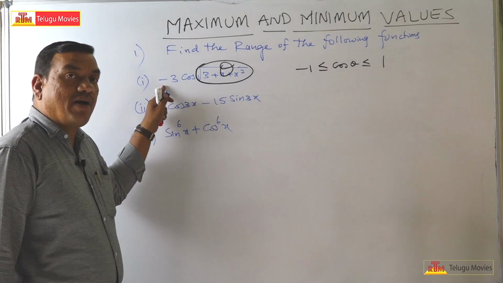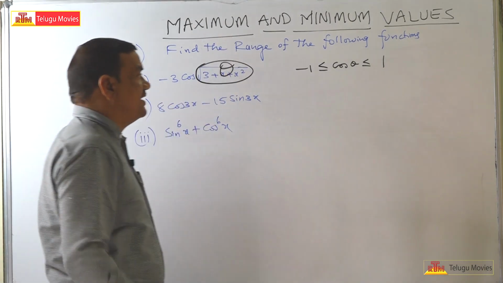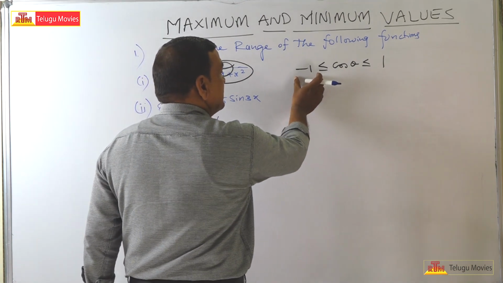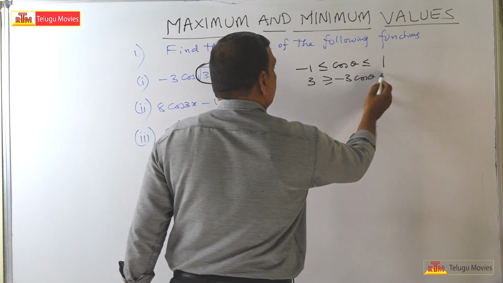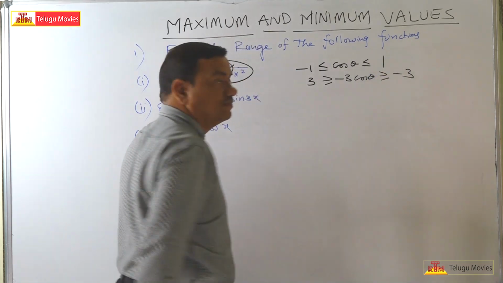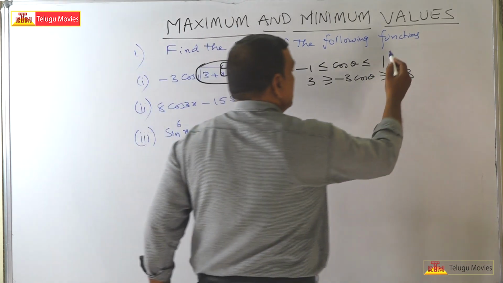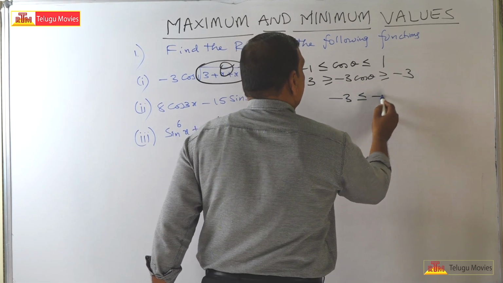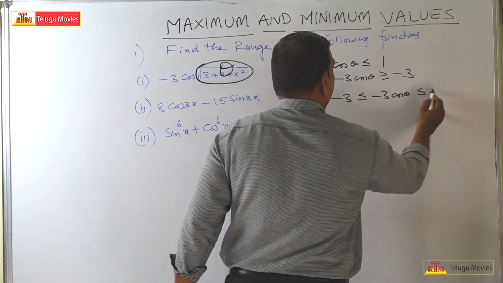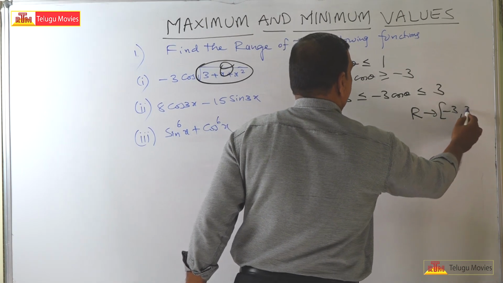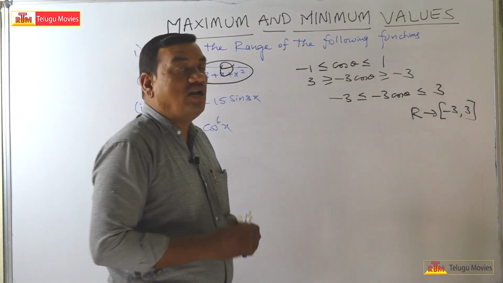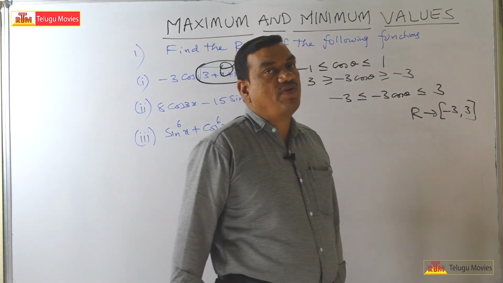But we want minus 3, that's why we multiply with minus 3. If you multiply with minus 3, this will become 3 greater than or equal to minus 3 cos theta greater than or equal to minus 3. Reverse it, so minus 3 is less than or equal to minus 3 cos theta, which is less than or equal to 3. Therefore, your range is minus 3 to 3. So the minimum value is minus 3 and the maximum value is 3.